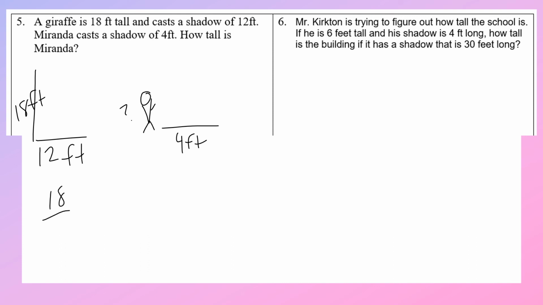So 18 over 12 equals x over 4. Again, you can use a different variable than x. I don't care what you use. Just make sure that you're using some kind of variable. 18 times 4 is 72. If I divide both sides by 12, I get 6 feet.